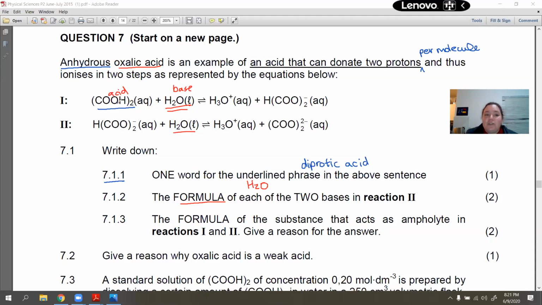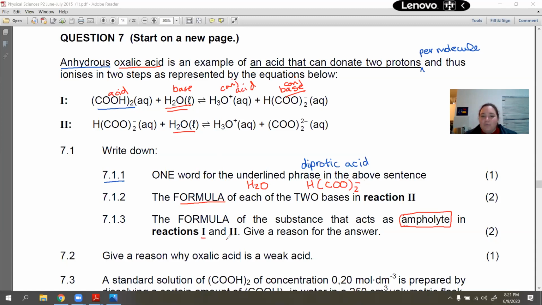So what we need to do here is figure out that if the acid loses a proton, that is my conjugate base. Okay, this is my conjugate acid, but I'm forgetting what I was doing because I only needed to work out what the base was. So the formula of the other base was HC2O4 minus.